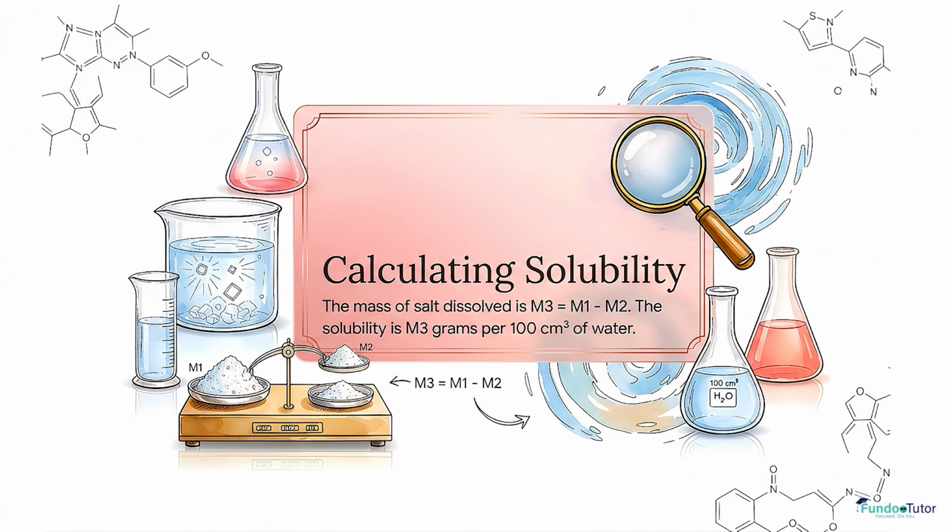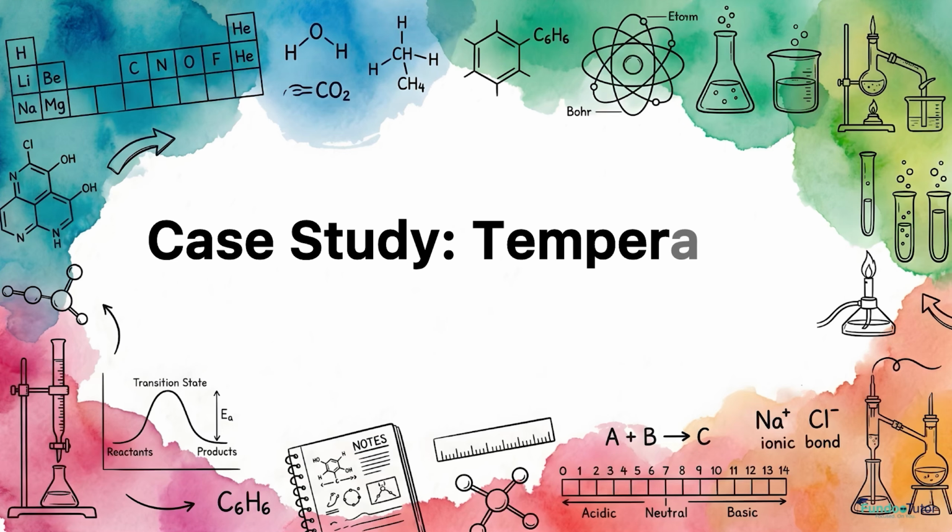And for the grand finale, the analysis. How do we get our final answer? It's actually a pretty simple calculation. The mass of salt that actually dissolved, let's call it M3, is just our starting mass, M1, minus the leftover mass, M2. That final number, M3, is our solubility in grams per 100 cubic centimeters of water. And just like that, we've nailed all 4 steps. All right, ready for round 2?